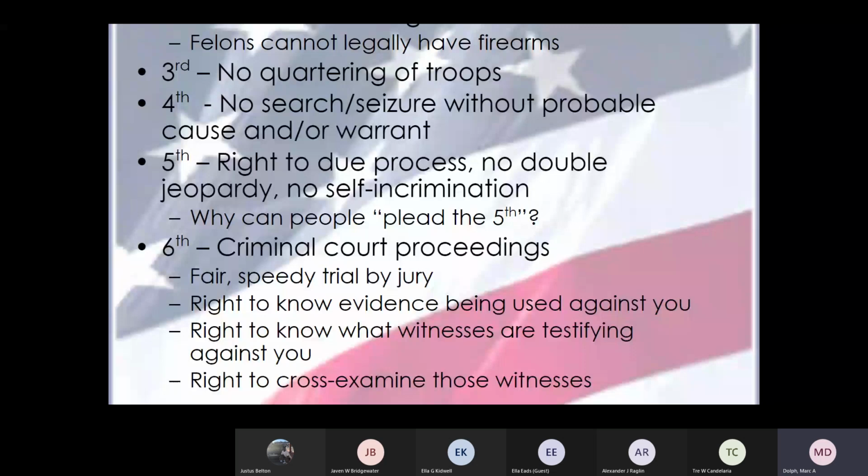No double jeopardy, no self-incrimination. Does anybody know what double jeopardy is? Any idea? It's not like the game show. Again, trying for the same crime twice.